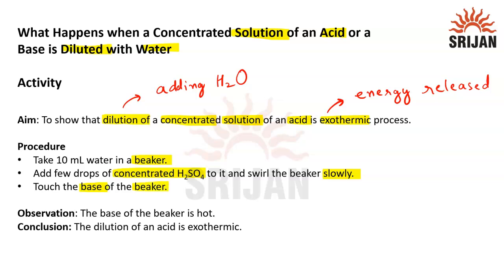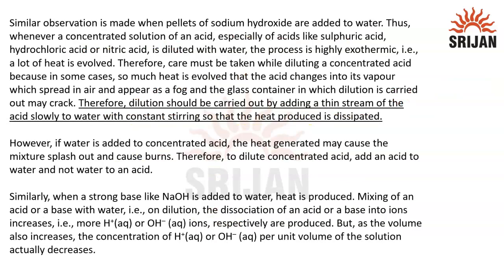Now what is going to happen? First of all we have 10 ml water in a beaker, and then we slowly add concentrated H2SO4. After some time when we touch the base of the beaker, it will be hot, which means energy has been released and the dilution of an acid is exothermic. This is what happens when we dilute any acid. A similar thing happens with a base, with a similar observation when pellets or pieces of sodium hydroxide are added to water.